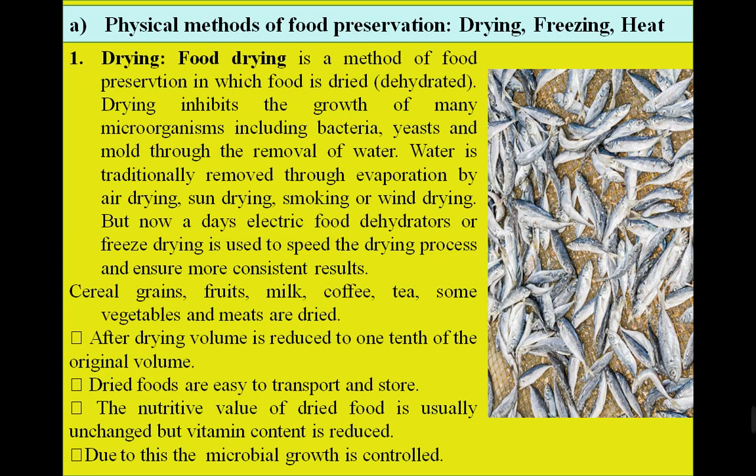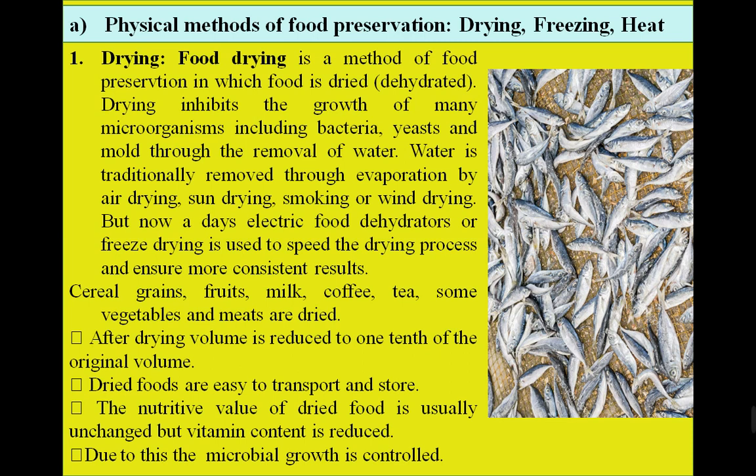So first, the physical method of food preservation: drying. Food drying is a method of food preservation in which food is dried, dehydrated. Drying inhibits the growth of many microorganisms, including bacteria, yeast, and molds, through the removal of water. Water is traditionally removed through evaporation by air drying, sun drying, smoking, or wind drying. But nowadays, electric food dehydrators or freeze drying is used to speed the drying process and ensure more consistent results.